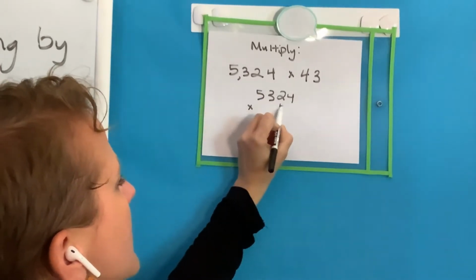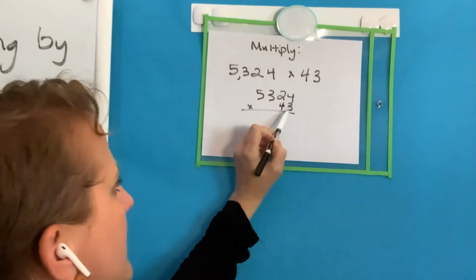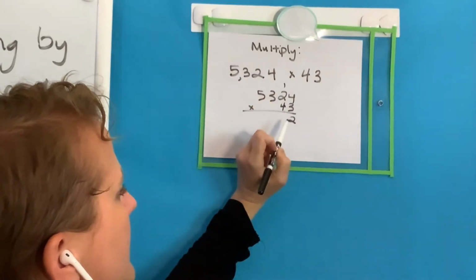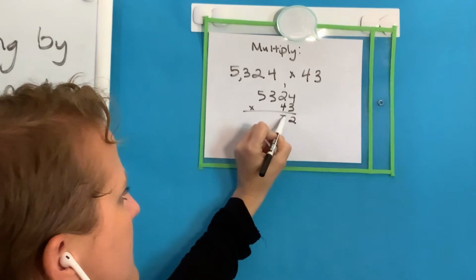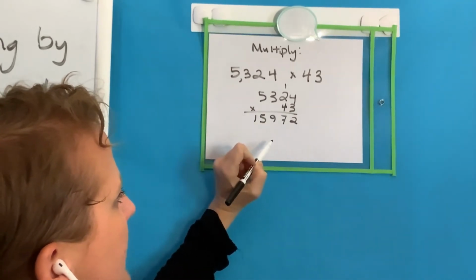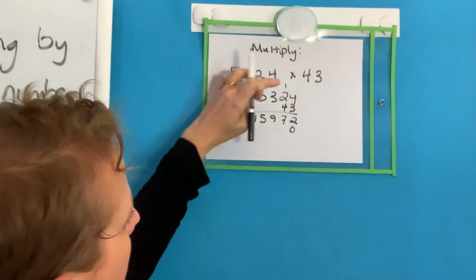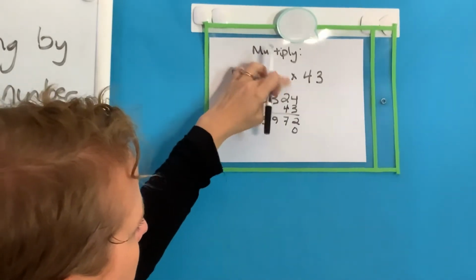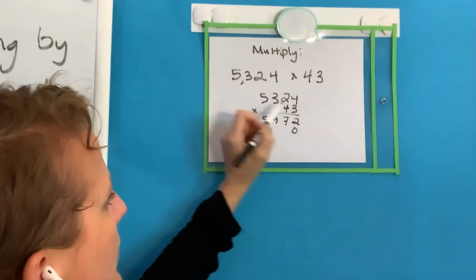So remember, we're starting by multiplying by 3, okay? 3 times 4 is 12, carry the 1. 3 times 2 is 6, plus 1 is 7. 3 times 3 is 9. 3 times 5 is 15. Now we need to add a 0 because we're not multiplying by 4, we're multiplying by 40.